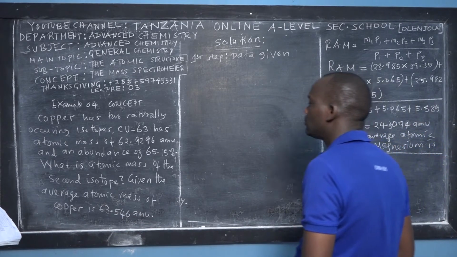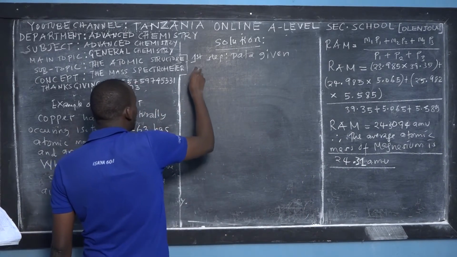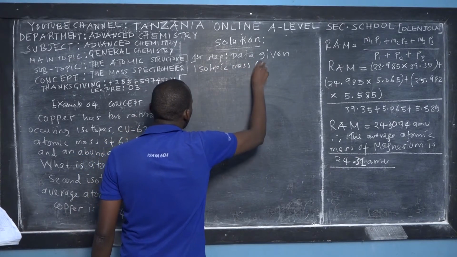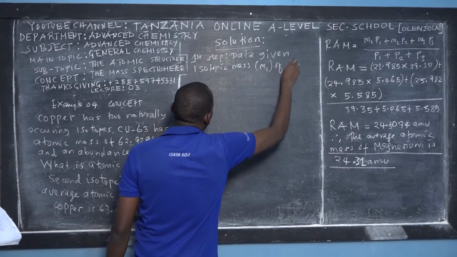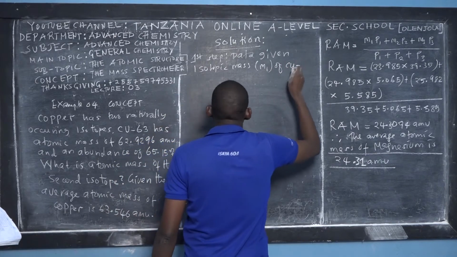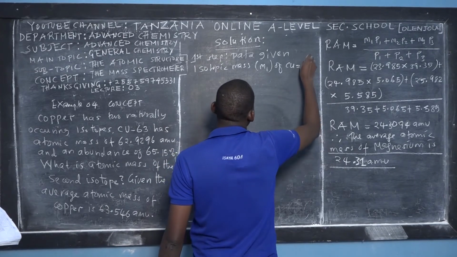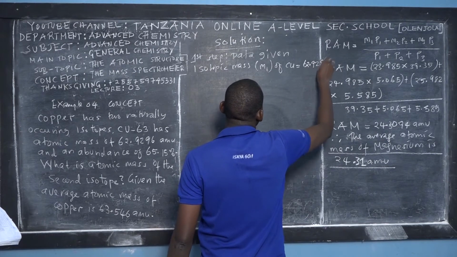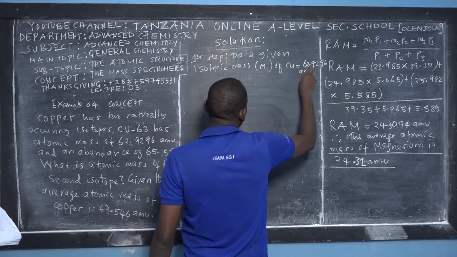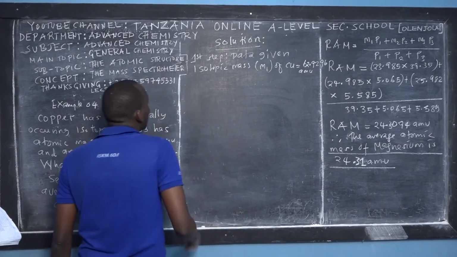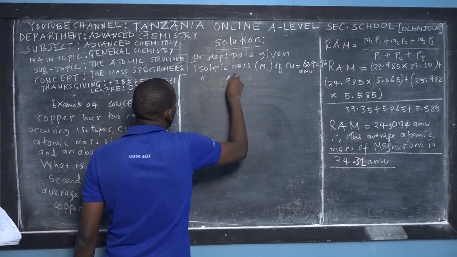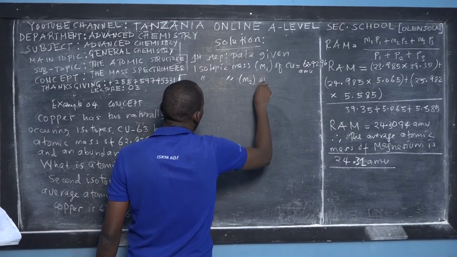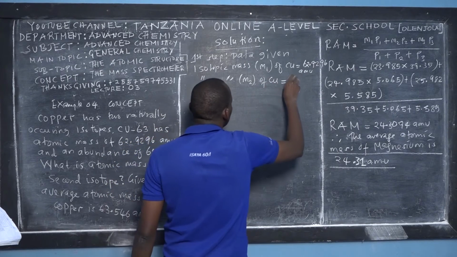So we say that isotopic mass, let's say mass one of copper, is equal to the atomic mass of copper, it is 62.9296 atomic mass unit. Again, isotopic mass 2 of the second isotope of copper. This is what is required.